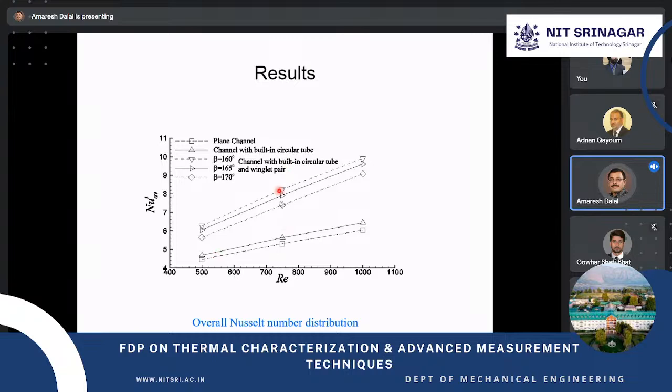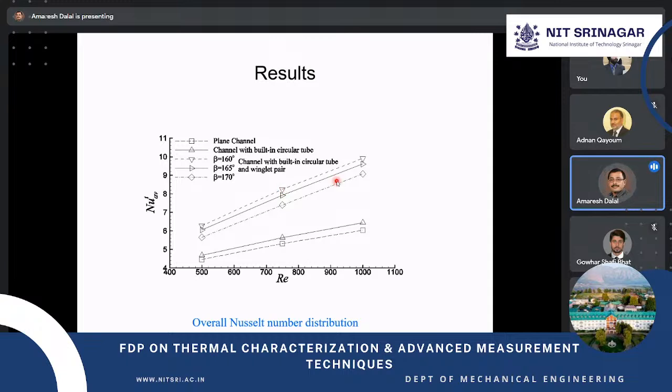But for a particular Reynolds number, you can see that for beta equal to 160 degrees we get the maximum overall Nusselt number. At any Reynolds number, the 160 degree beta gives the highest. And you can see here, for a particular Reynolds number, how much overall heat transfer increase you get, because this is only the plain channel, and this is the plain channel with built-in cylinder. But when you put the vortex generator, there is a huge difference in the heat transfer.